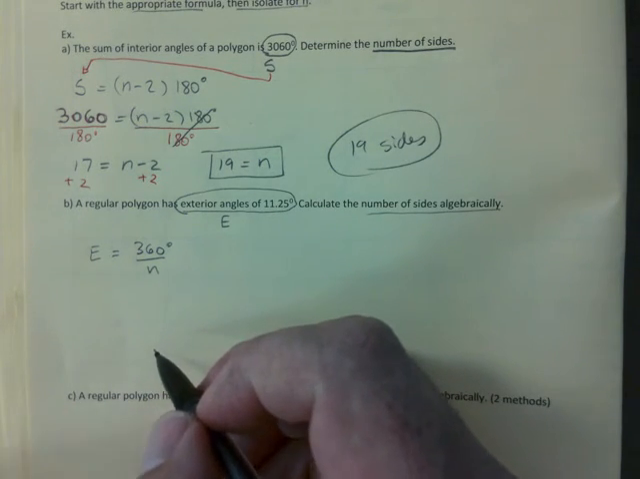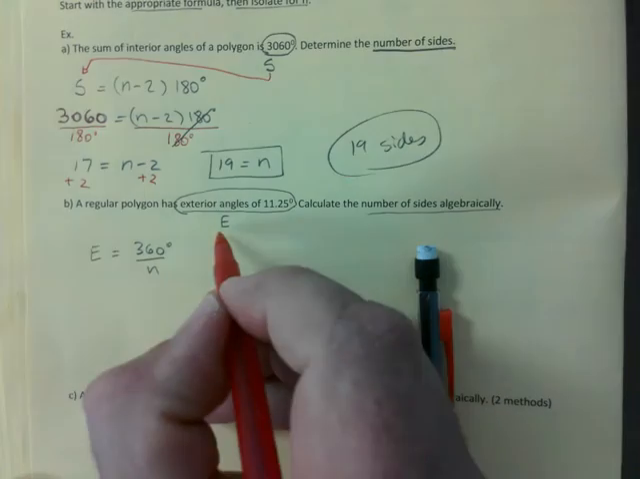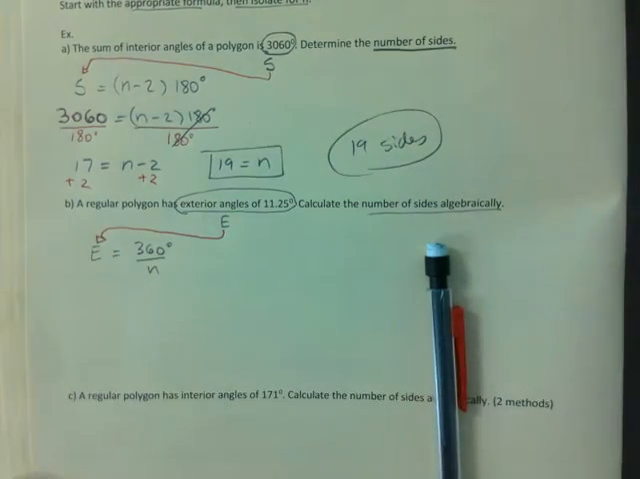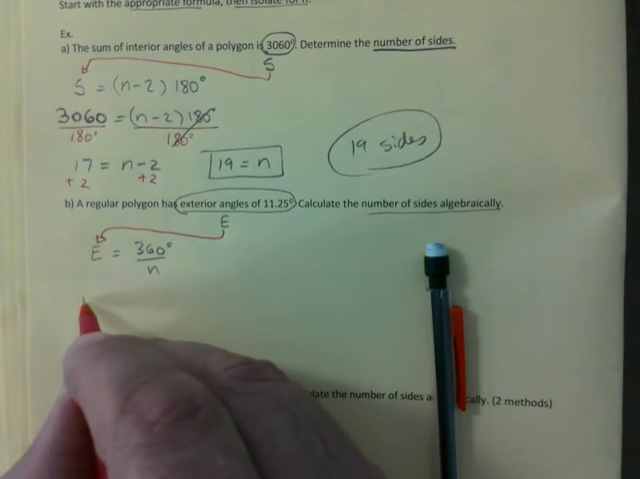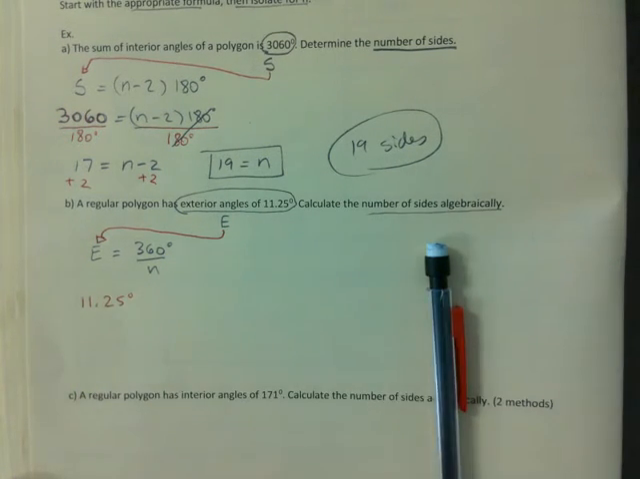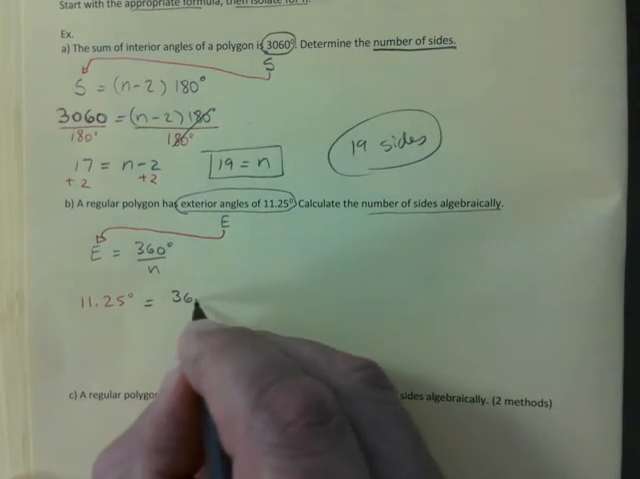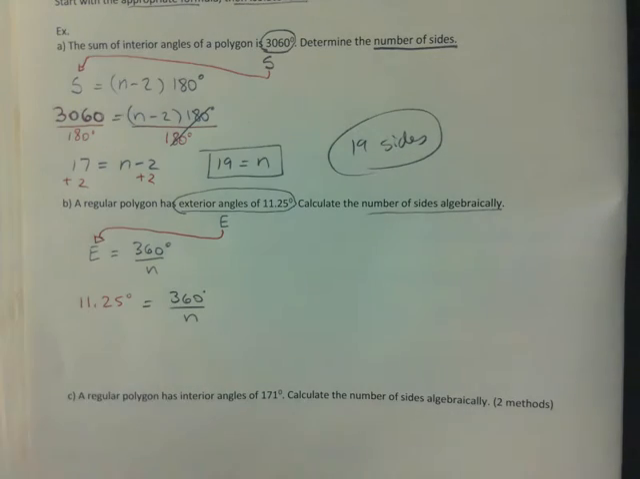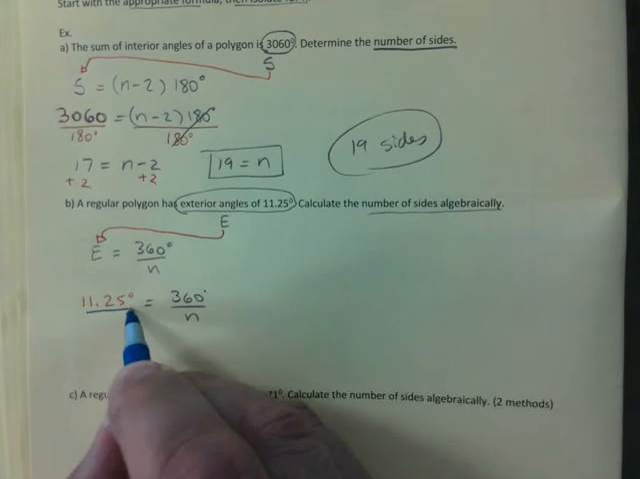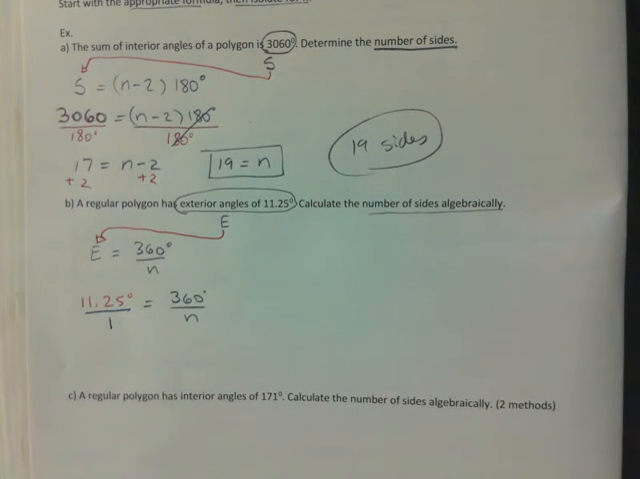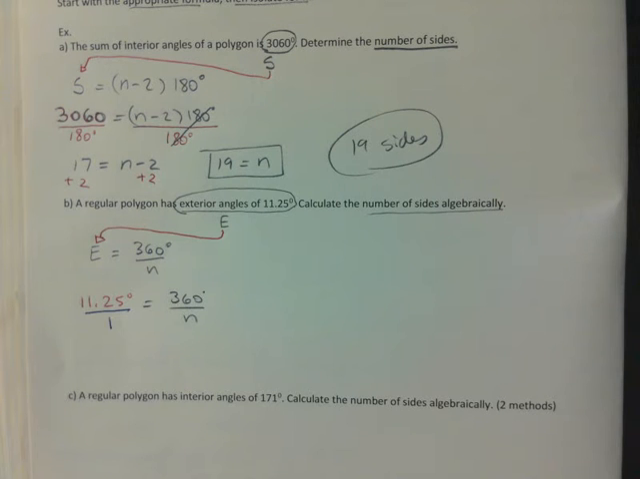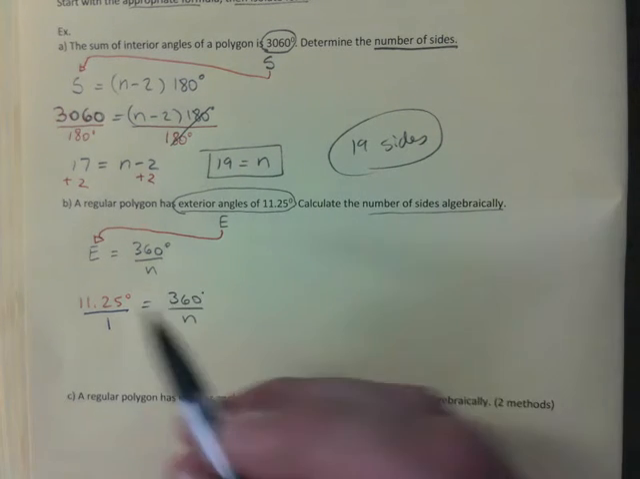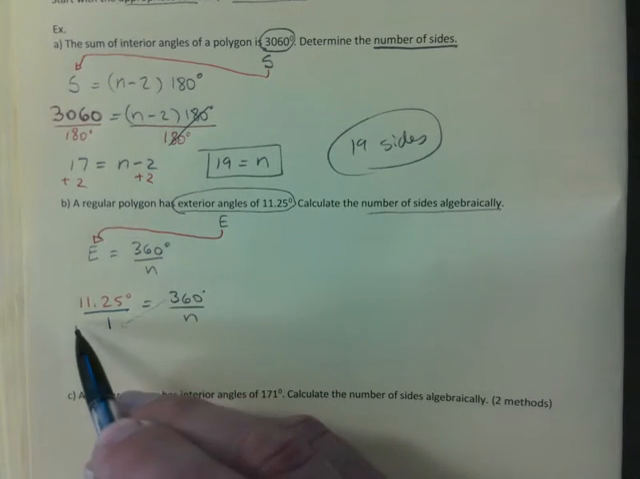And then you plug this in for E. So you're substituting that in. So that's 11.25 degrees is equal to 360 degrees over n. What would you do now? What does this look like? Cross multiplying, dividing. So I'm going to do that little cheat here. It's not really a cheat. The 1 has always been there. It's just now visible. So you cross multiply and you divide.